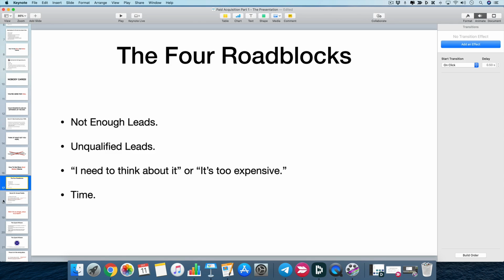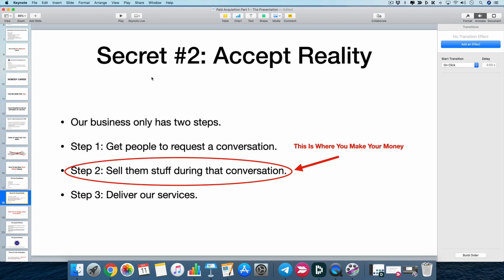And, you know, the first thing we got to do to overcome these roadblocks is to, secret number 2, accept reality, right? And so I'm like, our business only has 2 steps. Get people to request a conversation, sell them stuff during that conversation, and then I'm saying, hey, this is where you make your money, okay? And then I put in the obvious step 3 is to deliver our services, and I do that just so no one will take what I'm saying out of context and be like, they don't even care about helping people. You know, it's really just to keep idiots at bay.